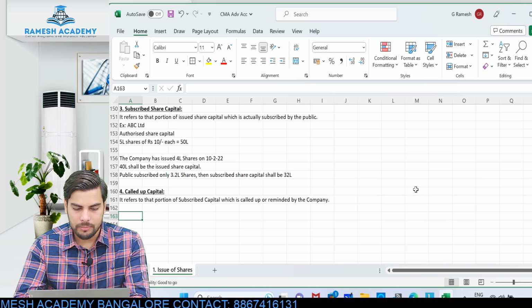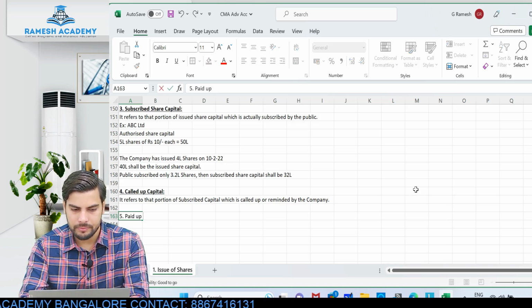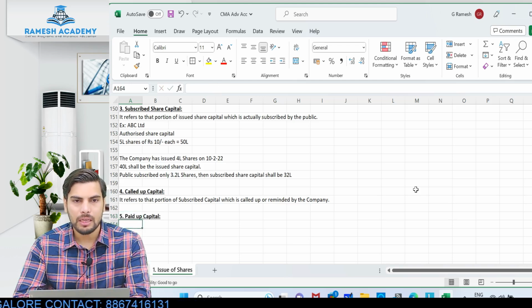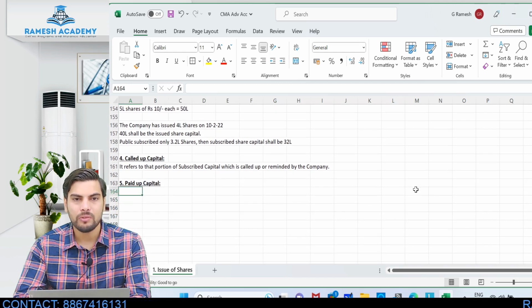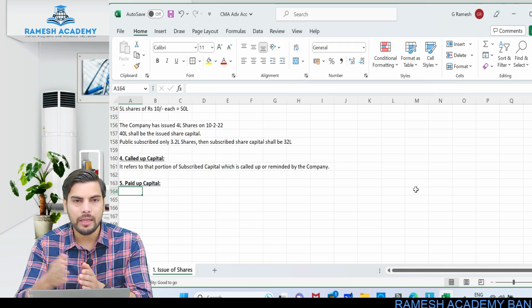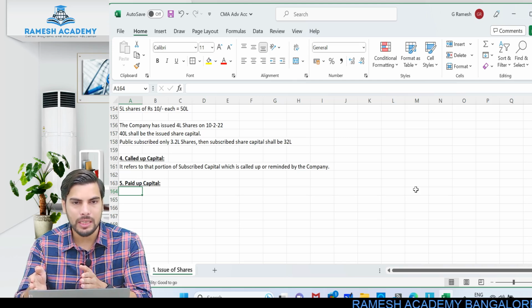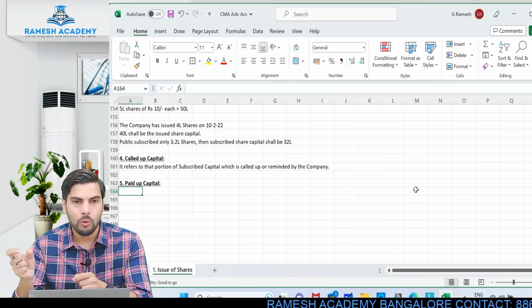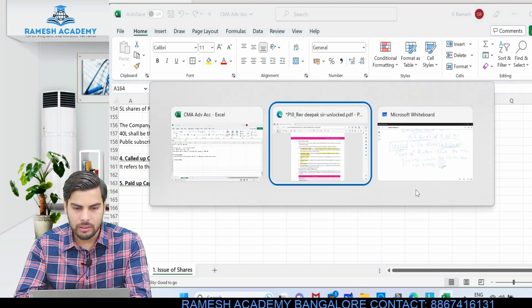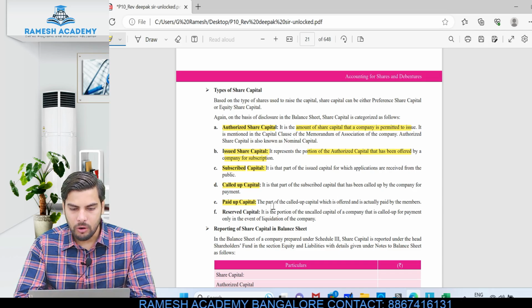Then comes paid up capital. So what is this paid up capital? Paid up capital is nothing but that portion of this called up capital which is actually being paid. If I am making a reminder to the shareholders, it is not mandatory that all the shareholders will make the payment. I reminded the entire 10 lakh shareholders to make the payment. Out of these, only 9.8 lakh shareholders turned out to pay the amount, so only these 9.8 lakh shares will be treated as paid up. Clear? So look at the meaning of this term: that part of called up capital which is offered and is actually paid by the members.